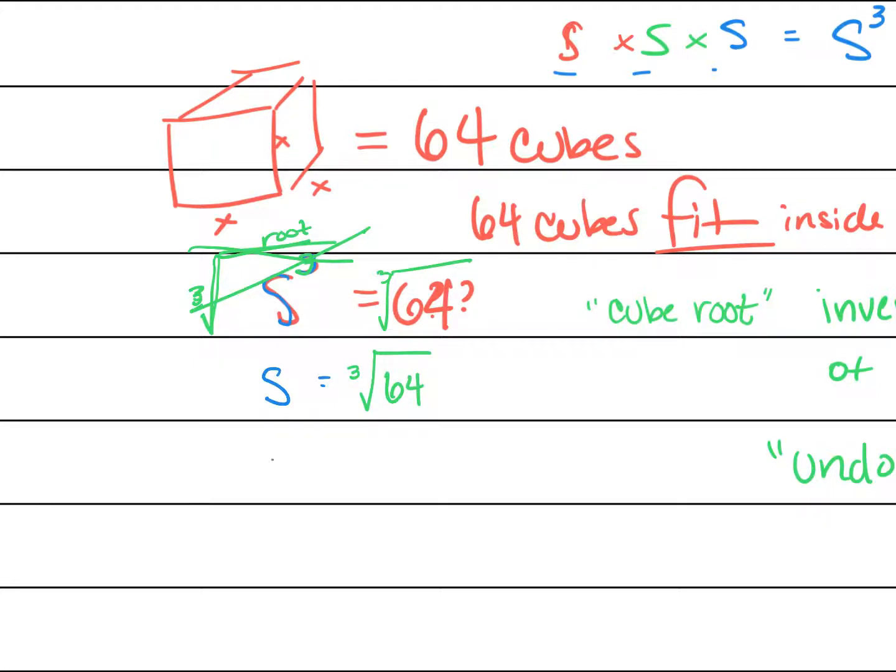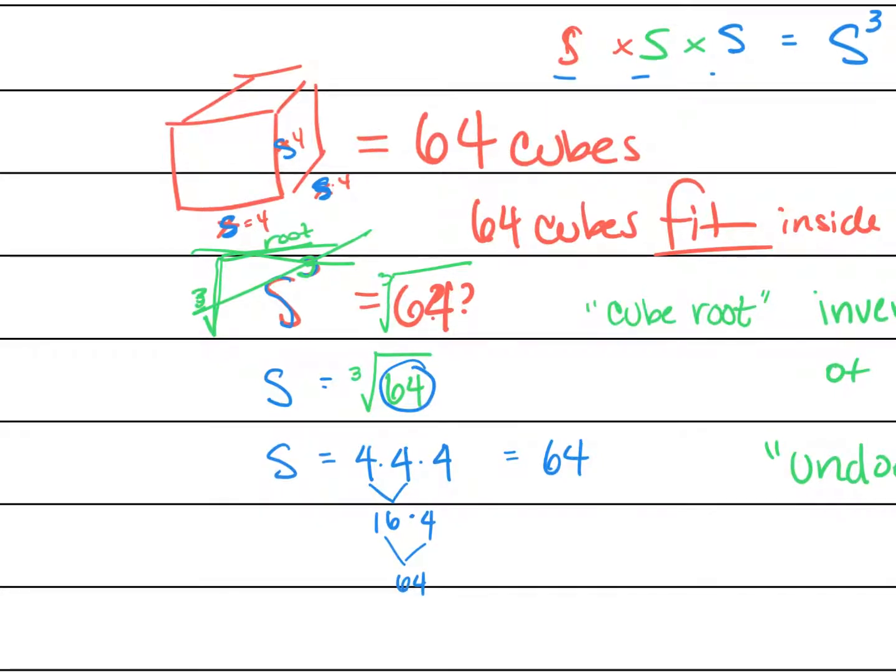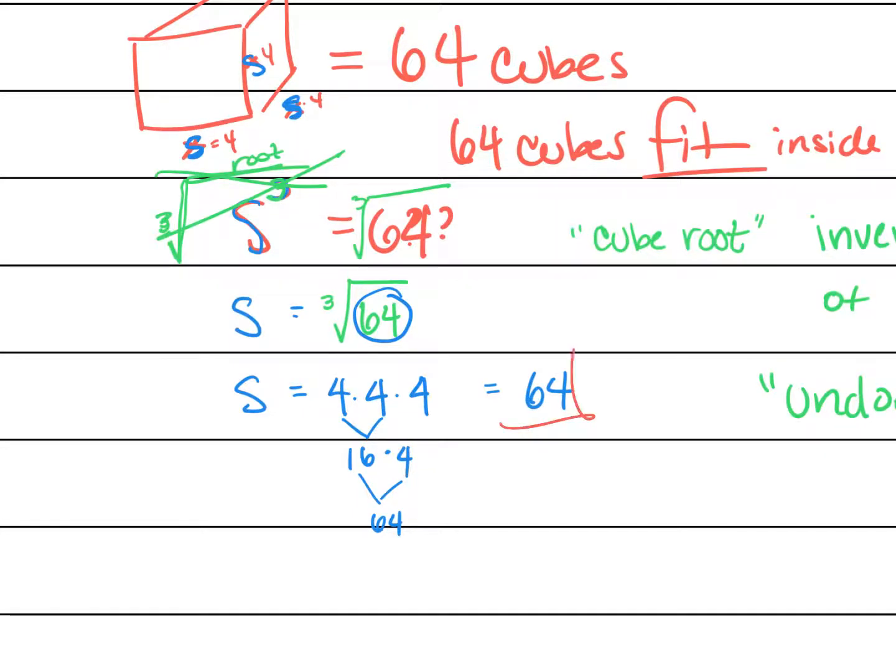Now s, the length of the side, is going to be a number that multiplies 3 times itself and gives you 64. 4 times 4 times 4. Okay, that's 8. Oh, my bad. That's 16. Look at that mistake. 16 times 4. Yep, that's 64. So what's the measure of each length? 4. And that gives me a total volume of 64 cubes.